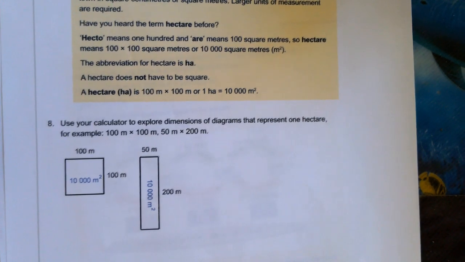Now we're going to look at the fact you don't need to have a square to find an area. So I want you to multiply 100 by 100 on your calculator just to prove that it does come to 10,000. And I want you to multiply 50 by 200 just to prove that also comes to 10,000. So do that just to prove it to yourself that a hectare is 100 metres by 100 metres, but it doesn't have to be a square.